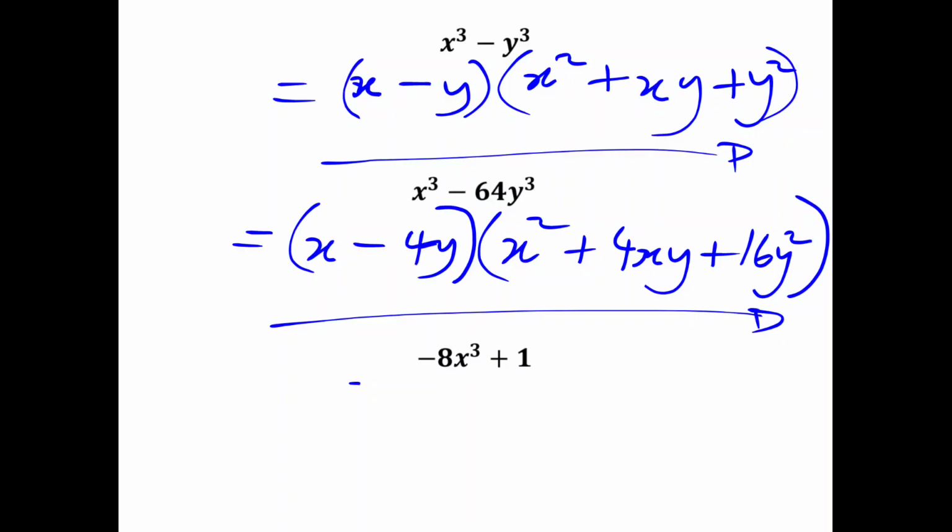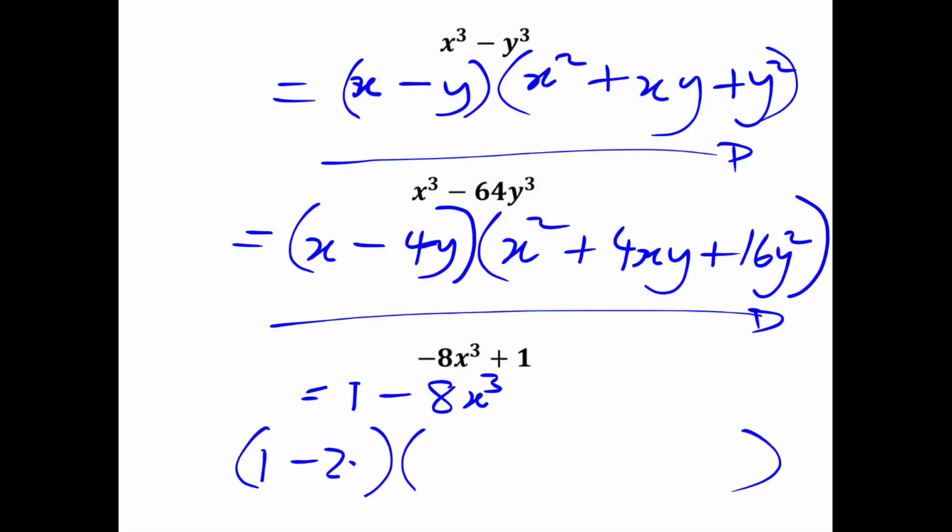So we're going to write it as 1 minus 8x cubed. And then we can put two brackets, one for a binomial 1 minus 2x, and then 1 squared is 1, 1 times minus 2x is minus 2x, and then negating that is plus 2x, and then minus 2x squared is plus 4x squared. Therefore, this is our factorization.